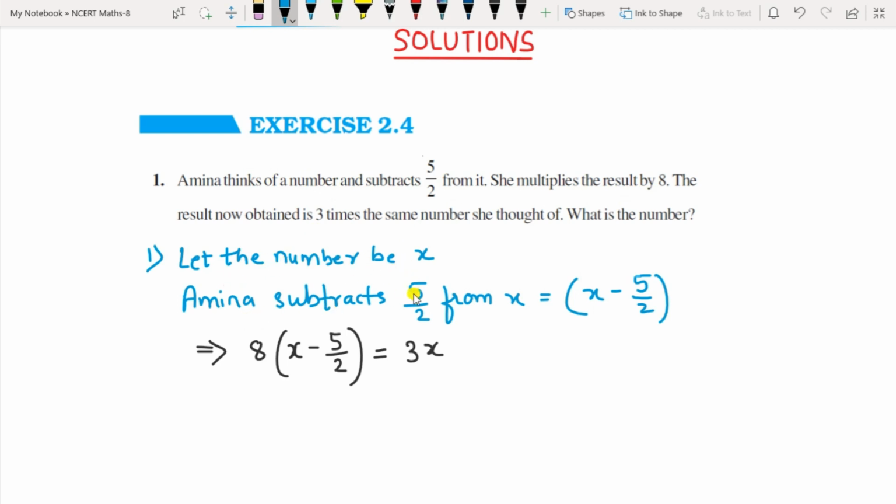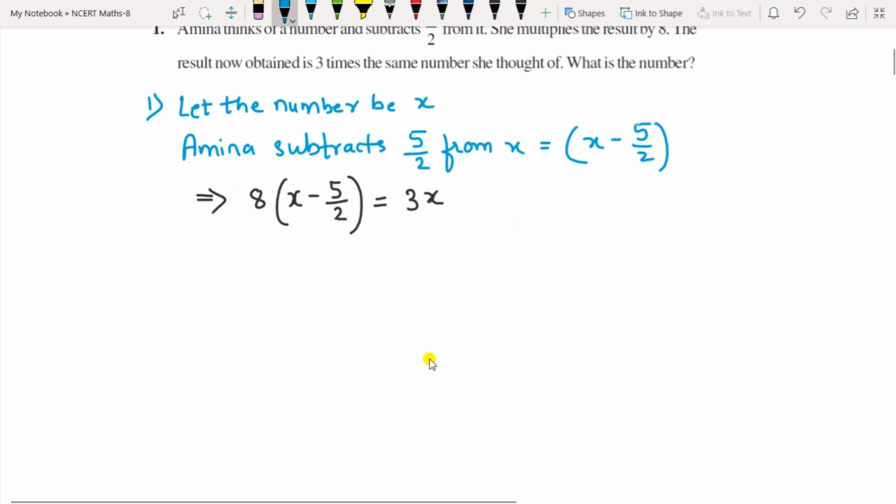She subtracts 5 by 2 from x, so the equation becomes x minus 5 by 2. Then multiplies the result by 8, so this is multiplied by 8 and she gets 3 times the same number, so that is 3x. Okay, so this becomes your equation now. You have to solve for x. So find the value of x here.